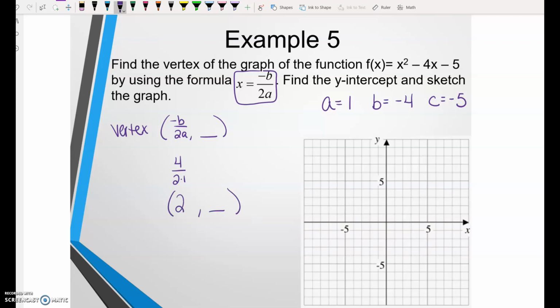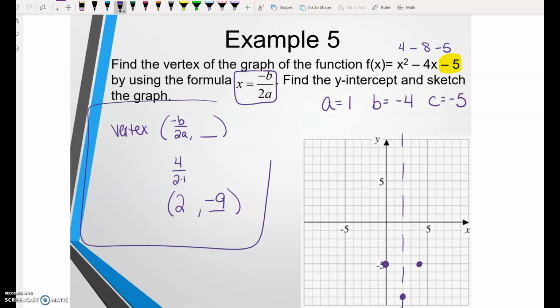You'd plug 2 in. 2 squared is 4. 4 times 2 is 8. 4 minus 8 is negative 4. Negative 4 minus 5 is negative 9. So this one has a vertex at 2, negative 9. The nice thing about this is that you don't have to do quite as much work to complete the square. And this last number, that negative 5, that is your y-intercept. So you can grab your y-intercept and reflect it over. And really, we only did this amount of work. That's really not very much work at all.